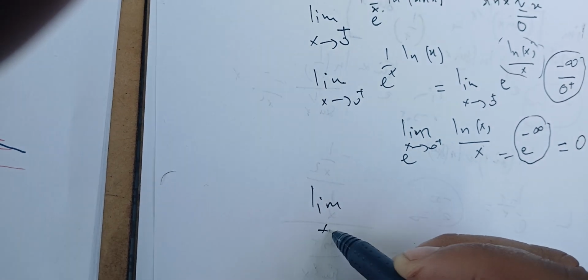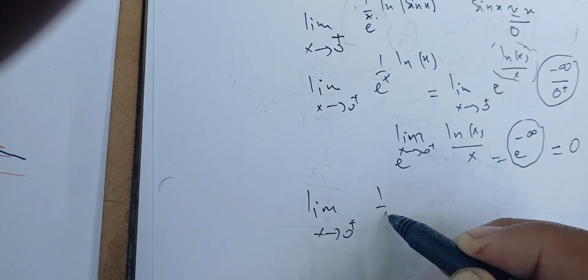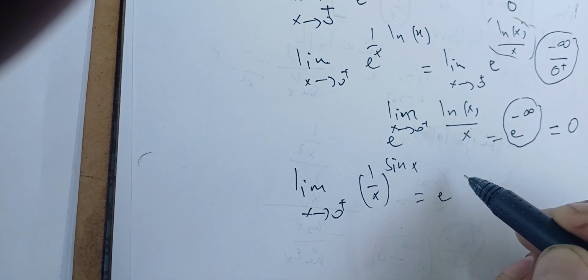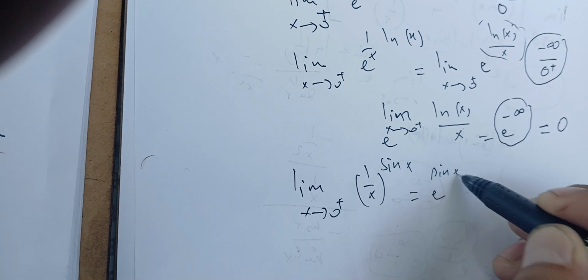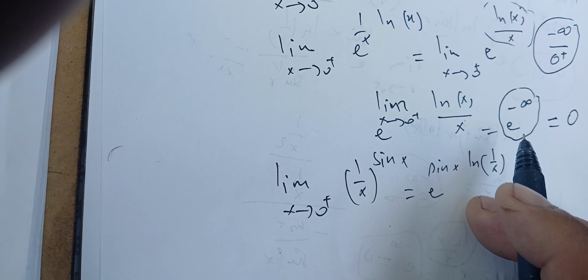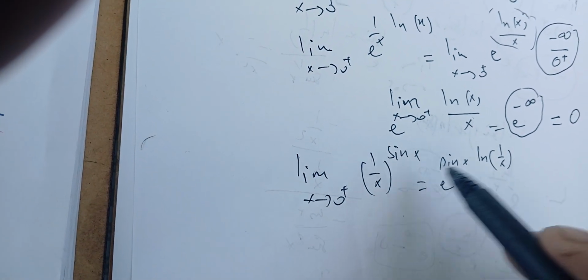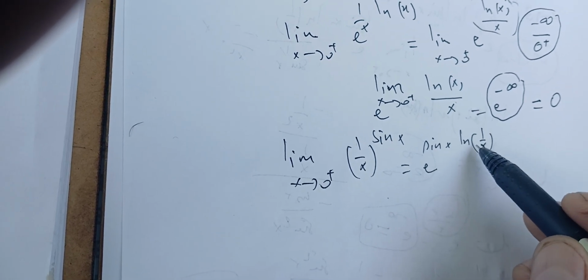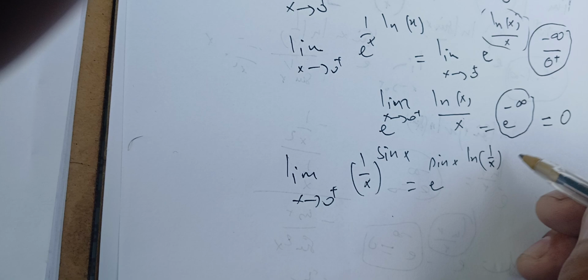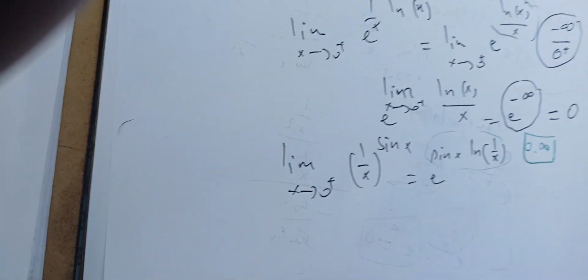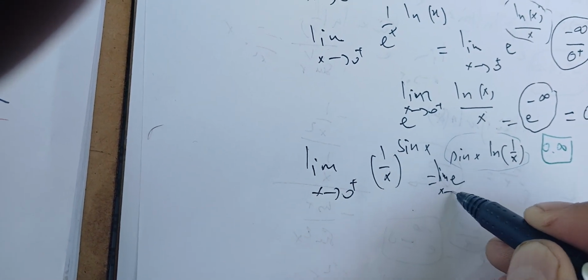Now, let's work the next one: the limit as x goes to 0 plus of (1 over x) to the power sine of x. Here we can rewrite it, assuming x positive, as e to sine of x times ln of 1 over x. If we let x go to 0 plus, the natural log goes to infinity and sine goes to 0, so we can't work this one directly.